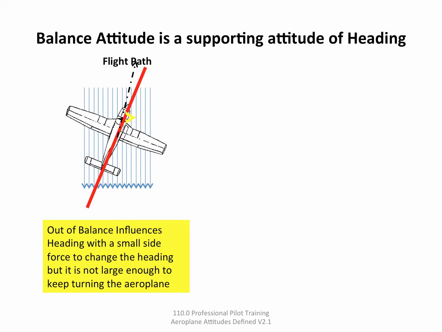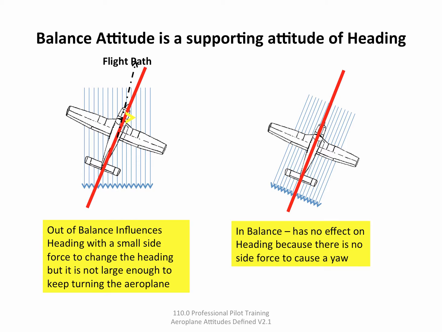Consequently, in an out of balance situation, the flight path is not directly along the heading line, and it is difficult to predict the flight path in this situation. When the flight path is parallel to the relative airflow, the aeroplane is in balance and has no side forces generated. So, in still air, the flight path is directly along the heading line as established by the bank.